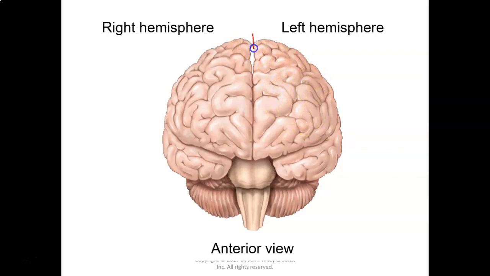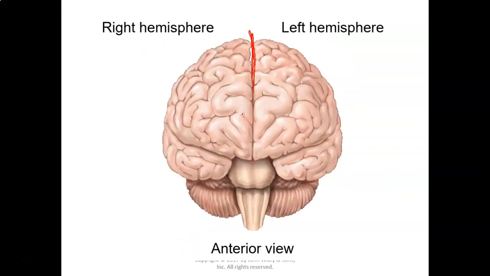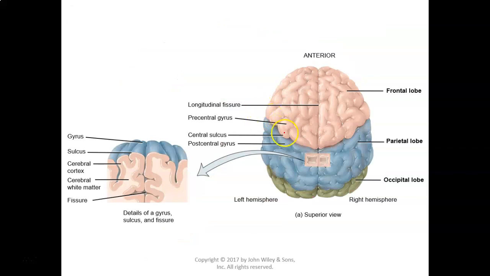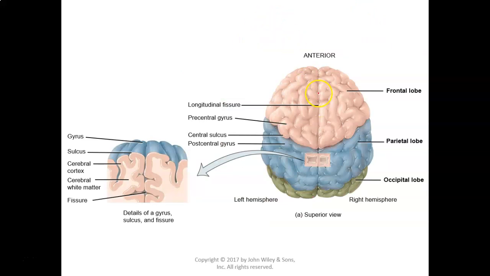This division between the two is something called the longitudinal fissure. Longitudinal fissure. But the bridge between the two, the connection between the left and right hemisphere, is this structure right through here that I drew a line across. That's something called the corpus callosum. The corpus callosum is the bridge between the left and right hemispheres of the cerebrum. Just like on this picture here, that crevice between the two is the longitudinal fissure. You can see it here as well. It goes all the way back.